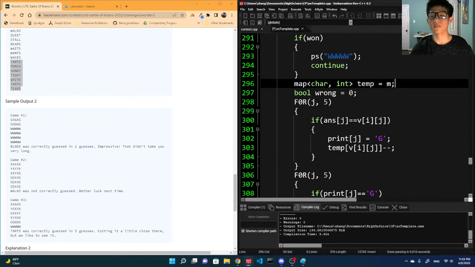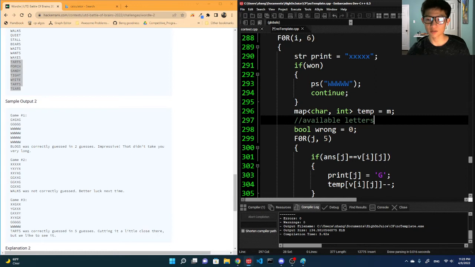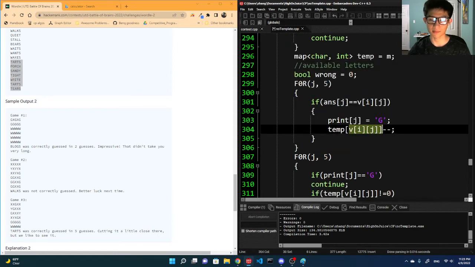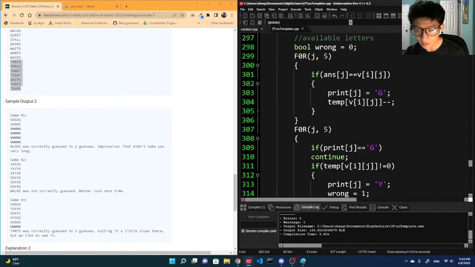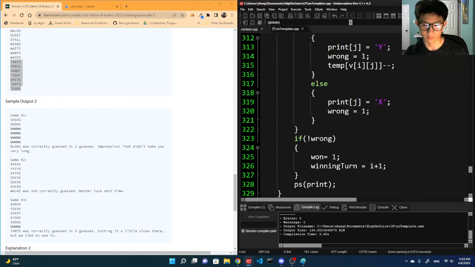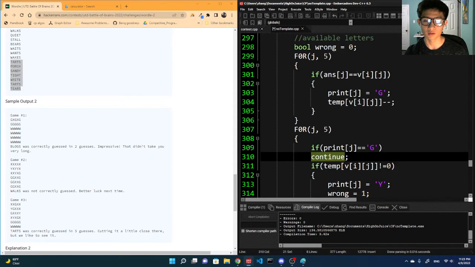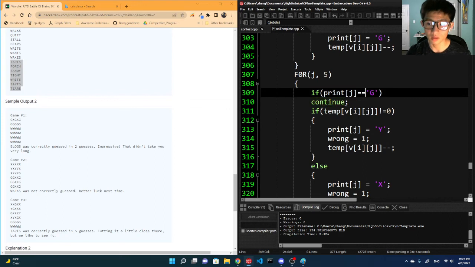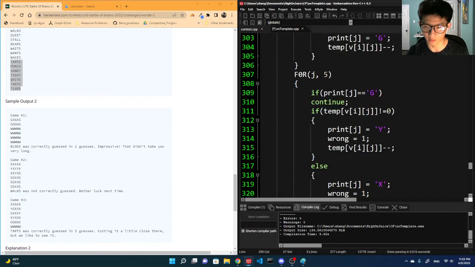Alright. So this keeps track of available letters. Once I've used up a letter, I'm going to subtract it from my map. So if I've used up a G, the 2 becomes a 1. First I look for correct answers, like correct spot, correct letter. Next, I go through the whole word again, and if it is the correct letter in the correct spot, I continue.